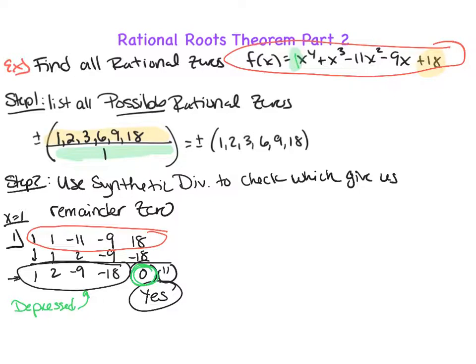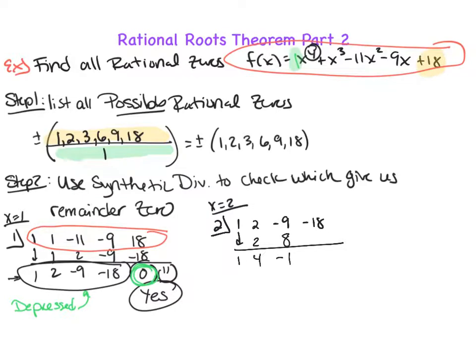So when I go to check another one, because we should have probably 4 total, say x equals 2. I'm going to check x equals 2 with the depressed polynomial 1, 2, negative 9, negative 18. And if I have remainder 0 here, I would have remainder 0 for the big f of x. So let's try this. Bring the 1 down. 2 times 1 is 2. 2 plus 2 is 4. 8, negative 1. Ooh, this doesn't look good. Negative 2. So we get negative 20, which is a no.